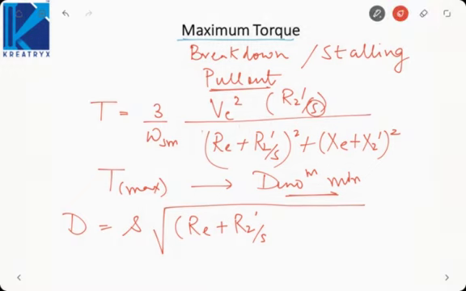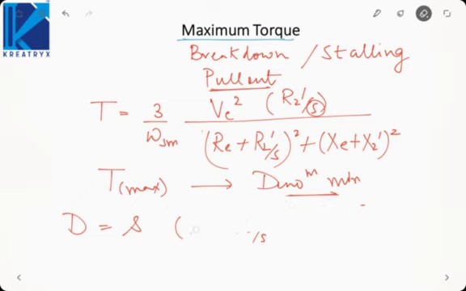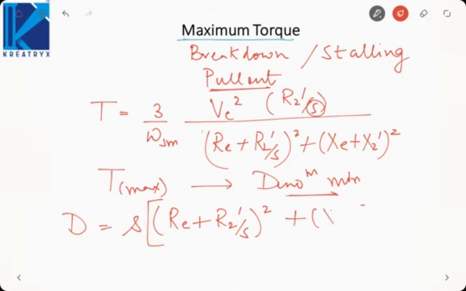Okay, so try to remember this. There should be no under root in the denominator, because the natural tendency is to place the under root thinking that it is impedance, but it is impedance square. Okay, so this is the denominator. So we have to differentiate the denominator with respect to s and equate it to 0 to derive the maximum torque.